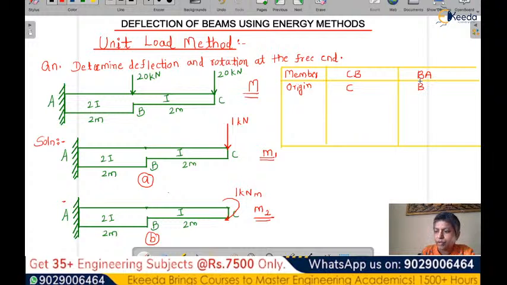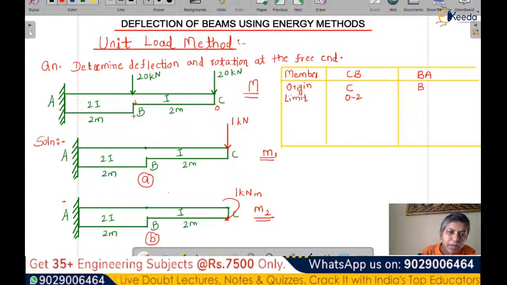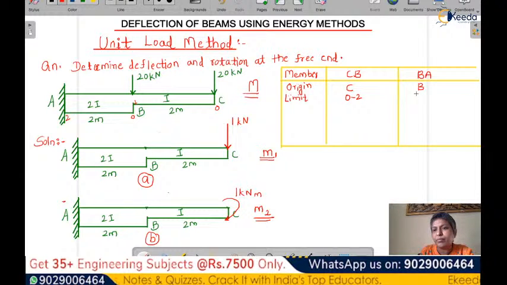Then write down the limits. When you decide on the origin, you consider the distance from that point only. For the CB member, if the origin is C, then my limits will be from 0 to 2. And for member BA, my limits will start from here, so I will write 0 to 2.